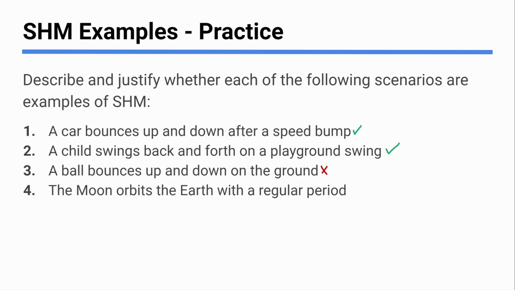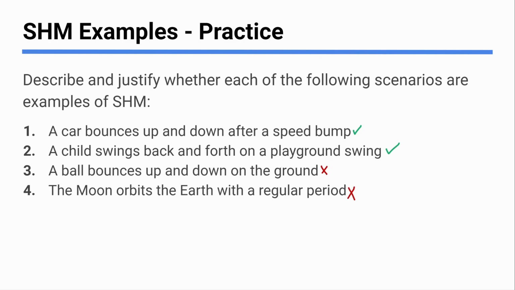Okay, another one. The moon orbits the Earth with a regular period. What do we think? Is that simple harmonic motion, the orbit of the moon around the Earth? Well, the answer is no. Same reason. That is periodic motion. It's a regular thing that happens, but it would need to be true that as the moon gets further away from the Earth, it gets pulled more, and as it gets closer to the Earth, it gets pulled less, which is kind of the opposite of how gravity works.